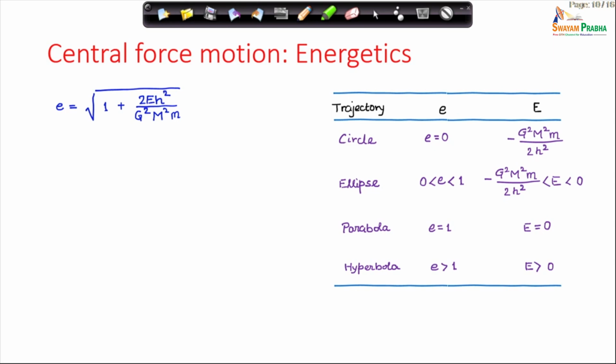Therefore, by looking at this table we know that if the total mechanical energy of a particle in a central force field is negative, it is a bounded orbit. If it is 0 or positive, then it is an unbounded trajectory.